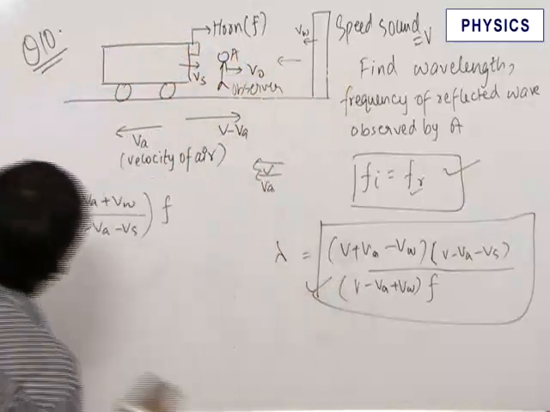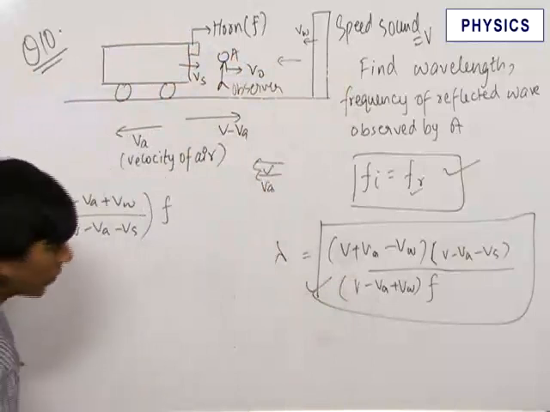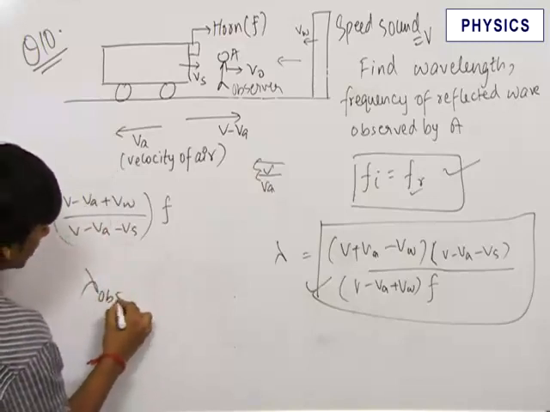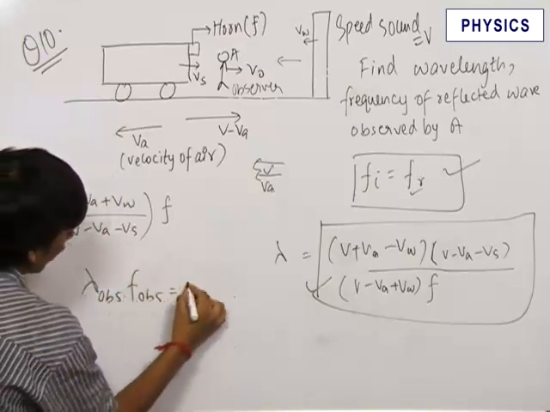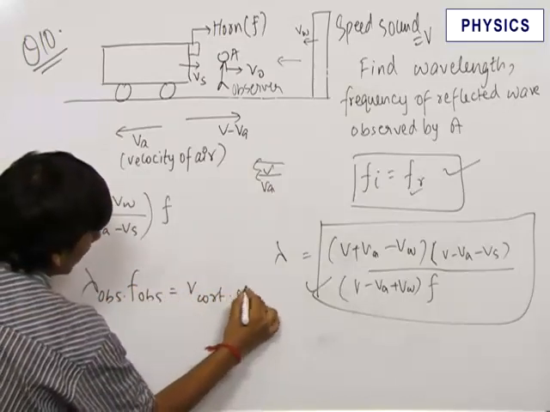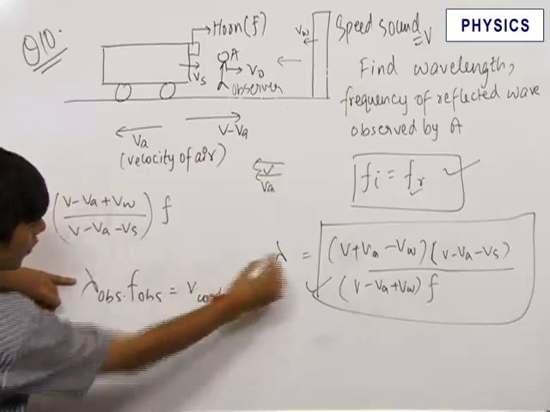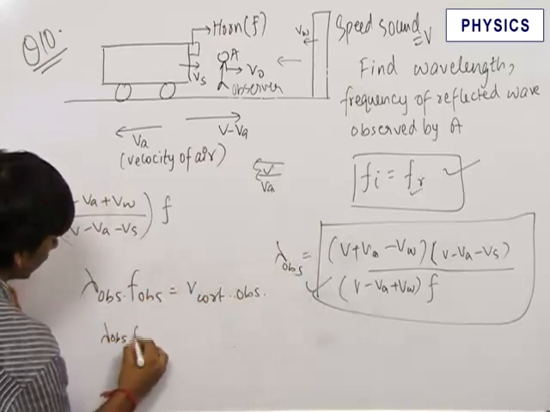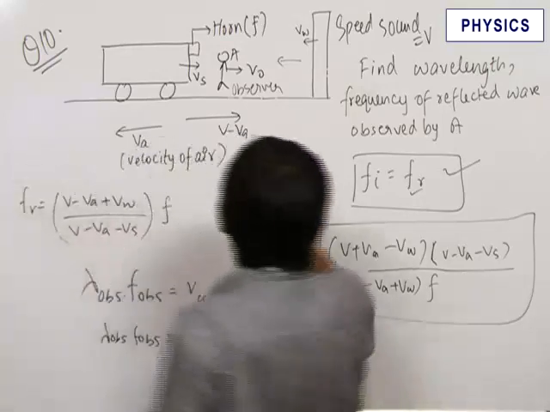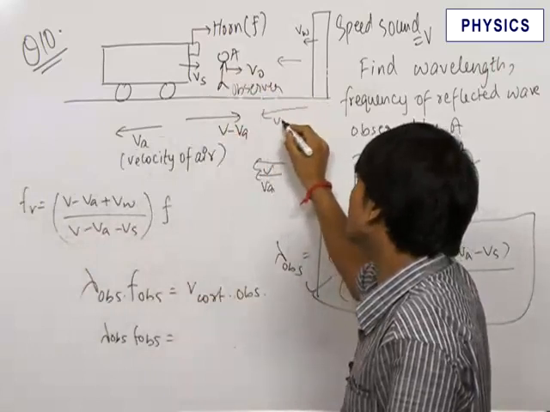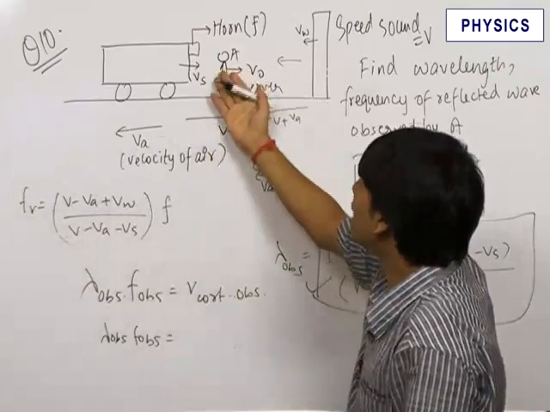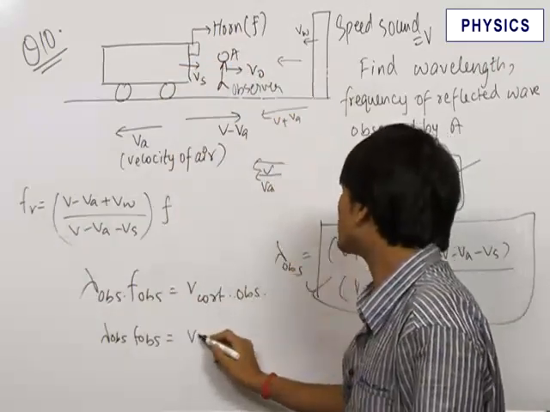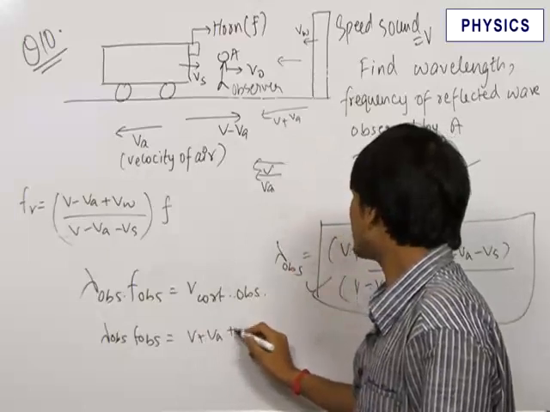So we now need to find out the frequency observed by A. So the frequency observed by A can be written as, for an observer you can always write this equation, lambda observed into frequency observed is equal to velocity of sound with respect to observer. Therefore lambda observed we already know, this is equal to this quantity. So velocity of sound with respect to observer A will be, sound travels in this direction, v plus va. For finding out with respect to A, we invert the velocity of A and add it to this to get v plus va plus v naught.